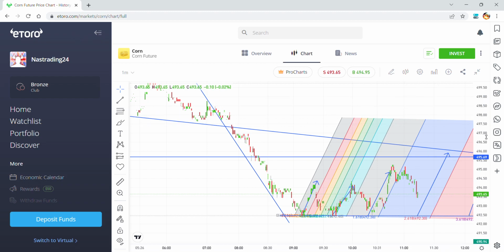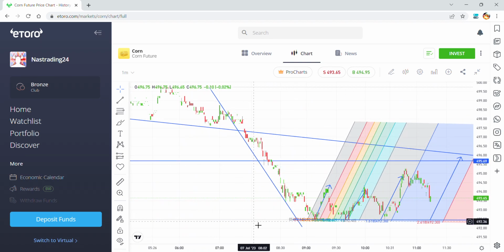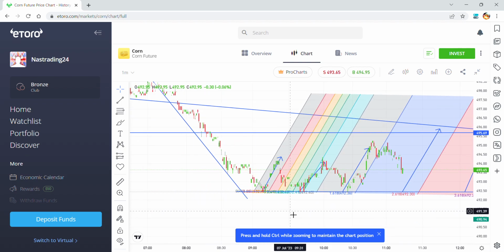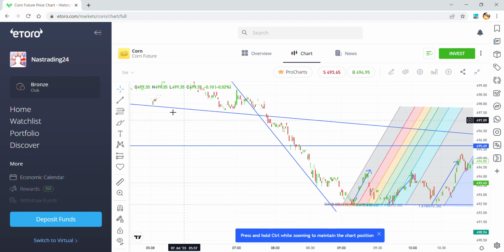Hello and welcome to my first ever showing of what I'm doing on my investments. I use eToro because that's what I can use, and I am investing in corn.